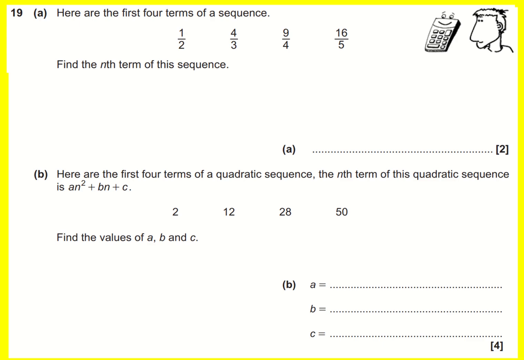Right, this first sequence looks pretty horrible. It's not a linear sequence. It's not going up by a constant amount. It's not a quadratic sequence. It doesn't seem so. I mean, that's not very nice for 2 marks, given that you've got all these fractions.